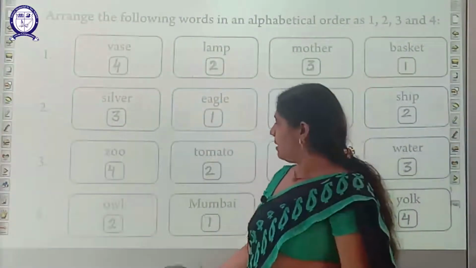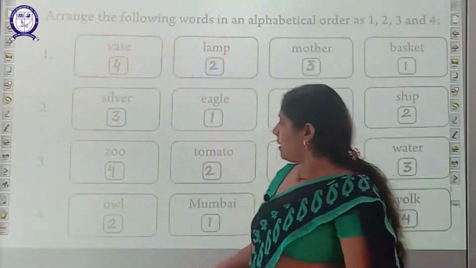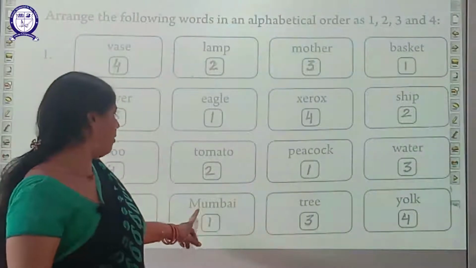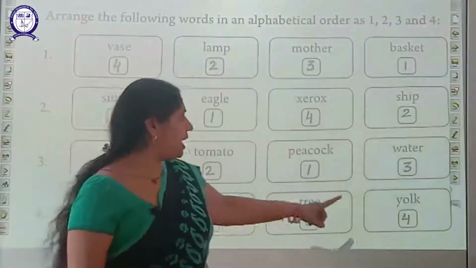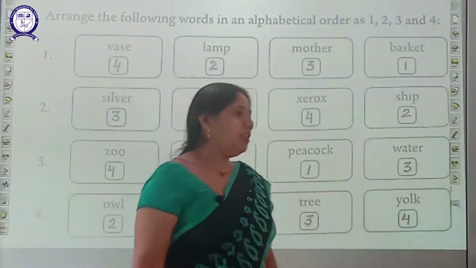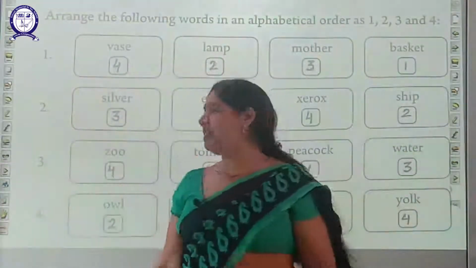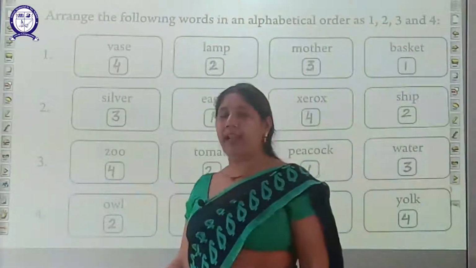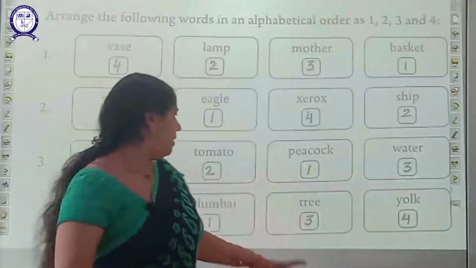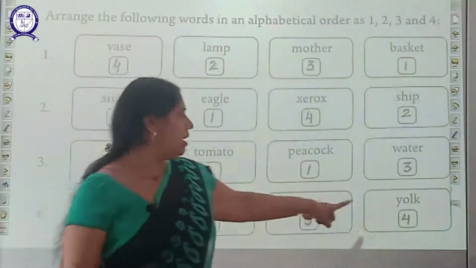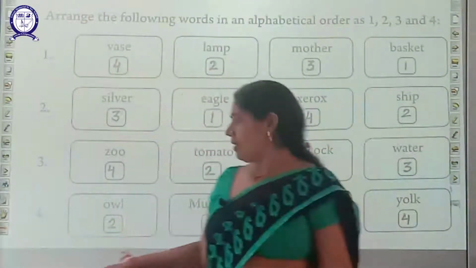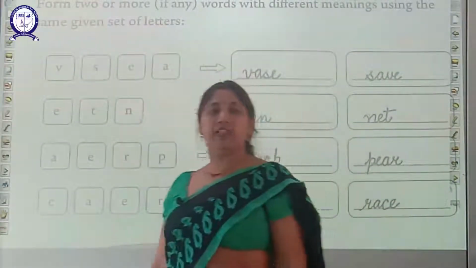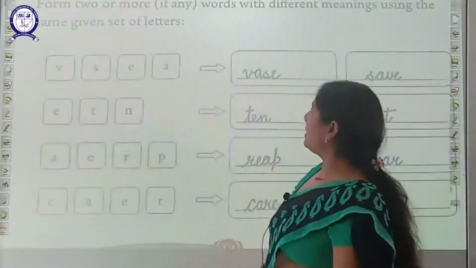Now come to the last example. Owl, that is starting from O. Mumbai from M. Tree from T. And yolk from Y. So when we recite the alphabet A, B, C, D, M is the first, then O, P, Q, R, S, T, and Y is the last word in the series. Let's do some more exercise.